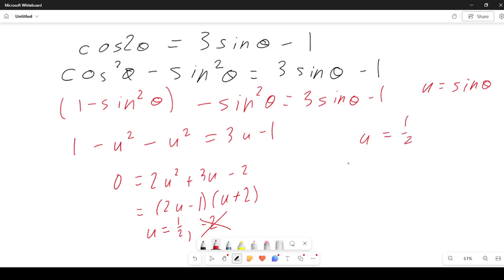So this is the same problem we've seen before. Sine of theta is 1/2. So then theta must be, let's see, what are the options? Pi over 6 plus 2n pi, or 5 pi over 6 plus 2n pi, where n is an integer.